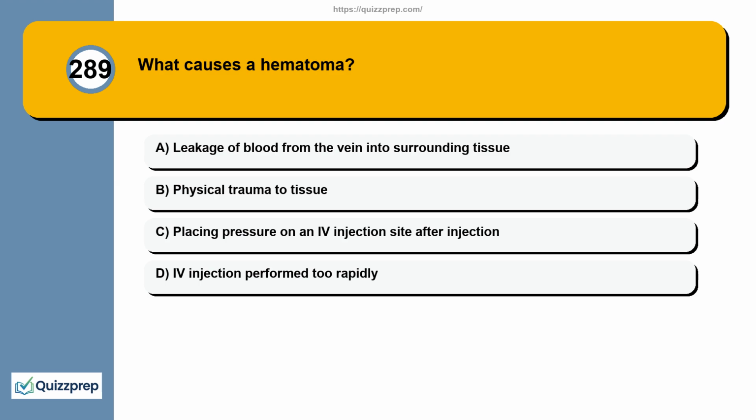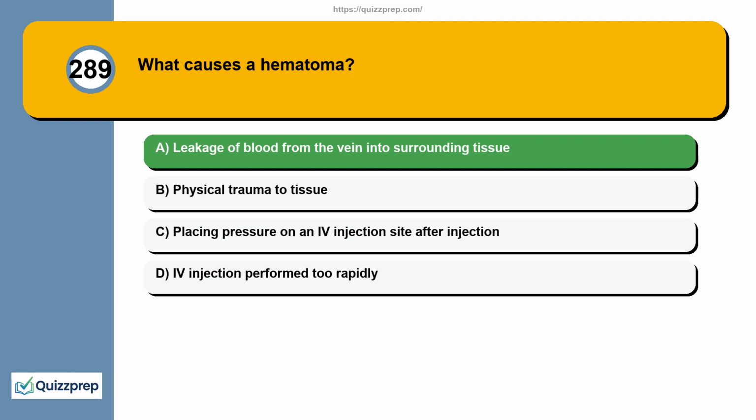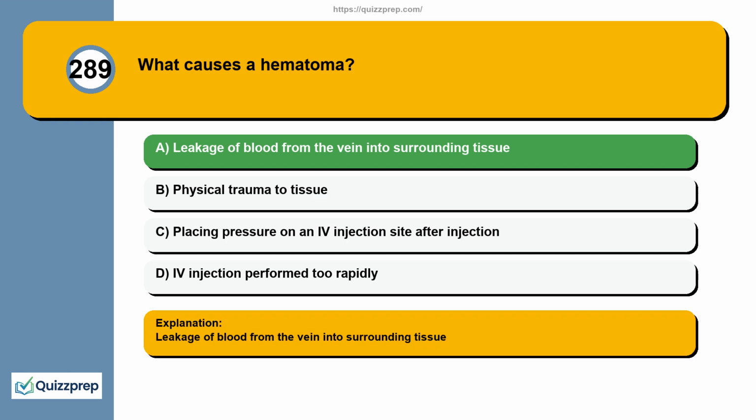Question 289. What causes a hematoma? Option A, leakage of blood from the vein into surrounding tissue. Option B, physical trauma to tissue. Option C, placing pressure on the injection site after injection. Option D, an injection performed too rapidly. The correct answer is Option A: leakage of blood from the vein into surrounding tissue.